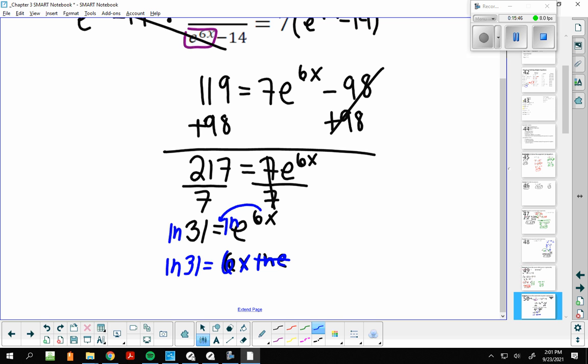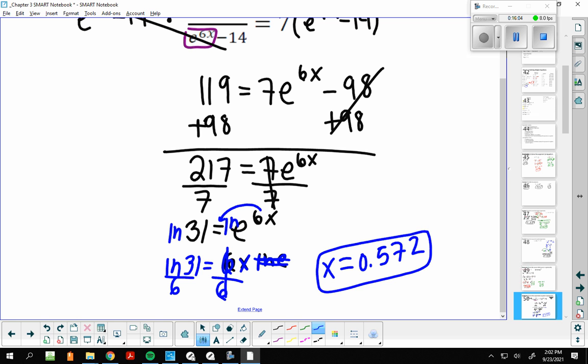That just cancels, natural log of e. So my last step is to get x by itself. So we're going to divide both sides by 6. So type that in. Natural log of 31 divided by 6 is 0.572. Again, 3 decimal places, and that's what your homework is going to ask you for.